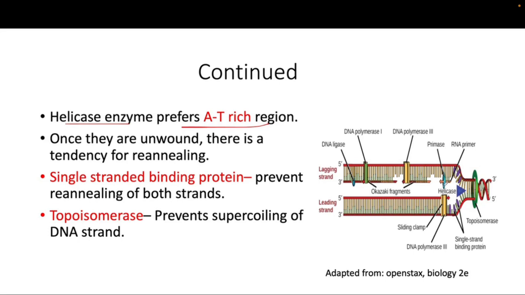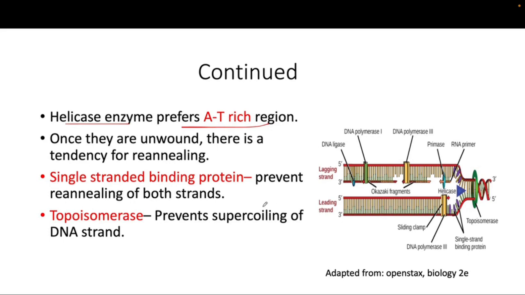But when this enzyme is functioning, there is also a tendency for these strands to reanneal with each other, because again they have a tendency to attract, so they can base pair again. But what actually prevents this reannealing from happening? A specialized protein called single stranded binding protein prevents the reannealing of both strands. So this protein is very crucial.